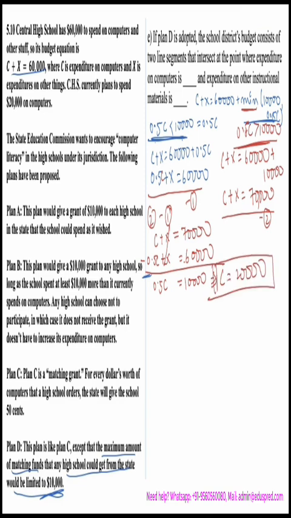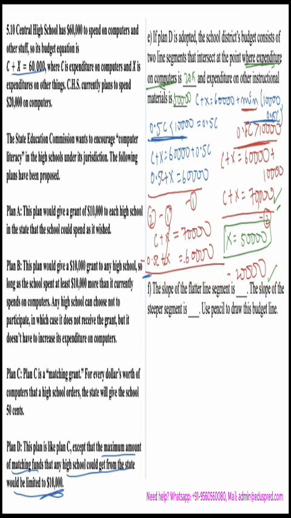Now substituting this value of C into this equation, or you can substitute into the other equation, but I find substituting into this equation to be a lot easier. So that would give me X as 70,000 minus 20,000, which is 50,000. So here the answer is that the expenditure on computers is 20K or 20,000, and expenditure on other instructional material is 50,000. Now let's move on to the next part, which says the slope of the flatter line segment is dash and the slope of the steeper line segment is dash. Use the pencil to draw this budget line.